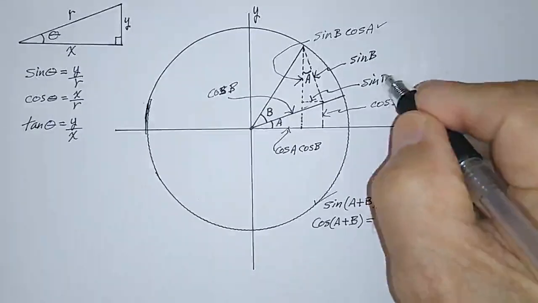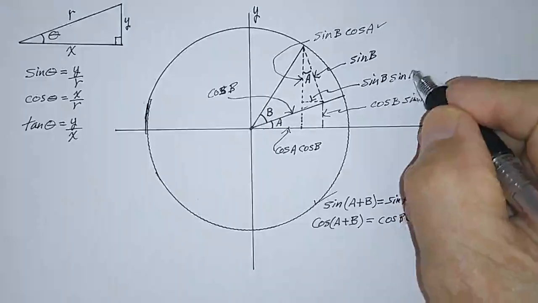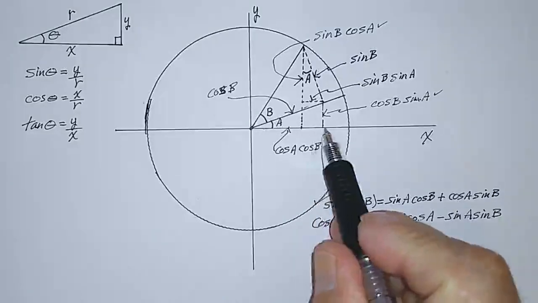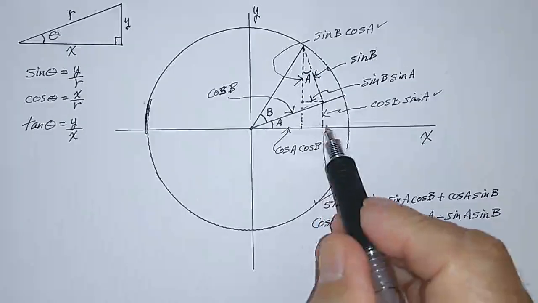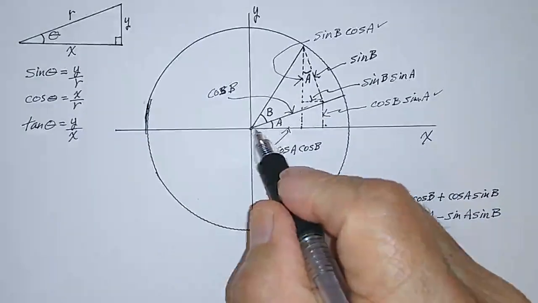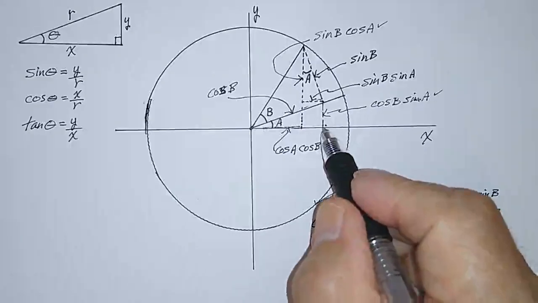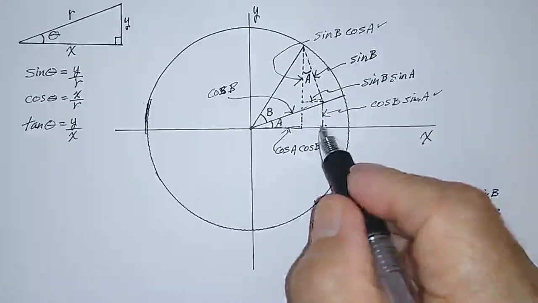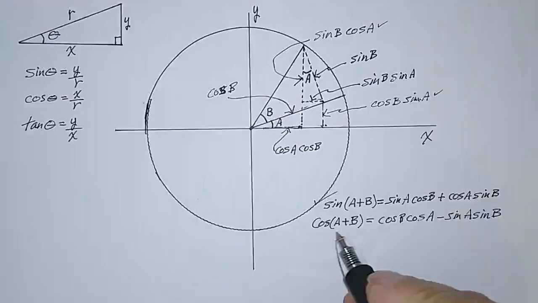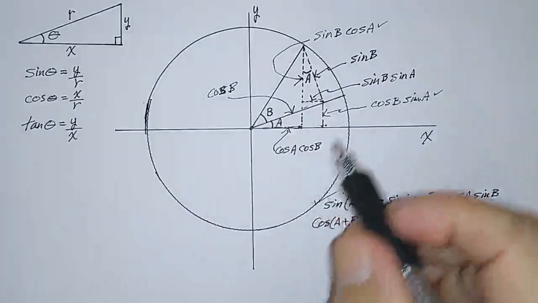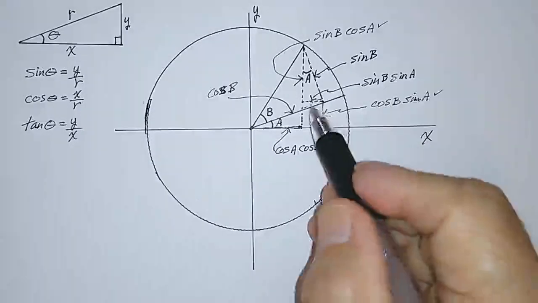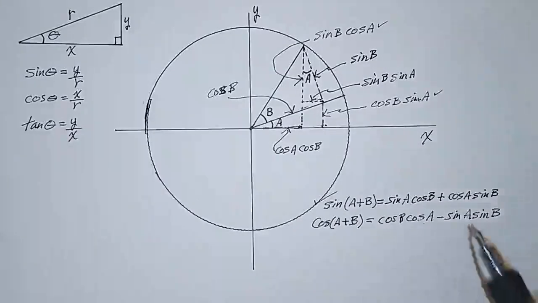Sine B sine A. Now if you look at this, cosine A cosine B, which is this length right here, minus this length right here, is equal to this distance right here. In other words, this distance minus that distance is this distance, which is just the cosine of A plus B. In other words, cosine of A plus B is equal to cosine B cosine A minus sine B sine A, this part right up here. And that's how you do that.